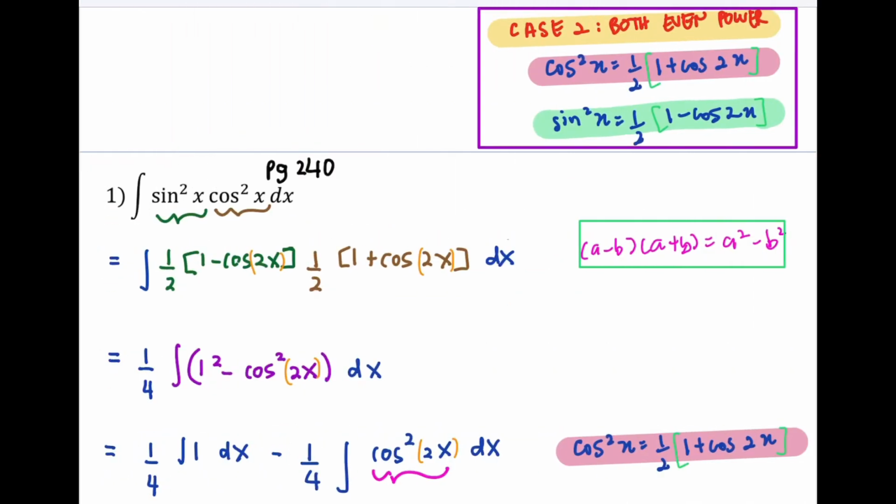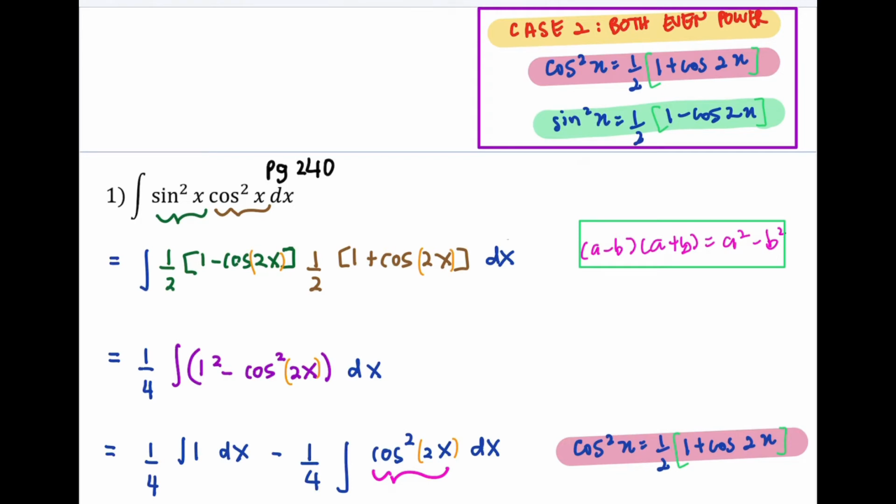Now, this is an example of case number 2. Why? Let's do this. Question number 1: integrate sine squared x cos squared x dx. It is very clear to us that both of them here are squared functions, which are even powers. So for sure we are in case number 2.